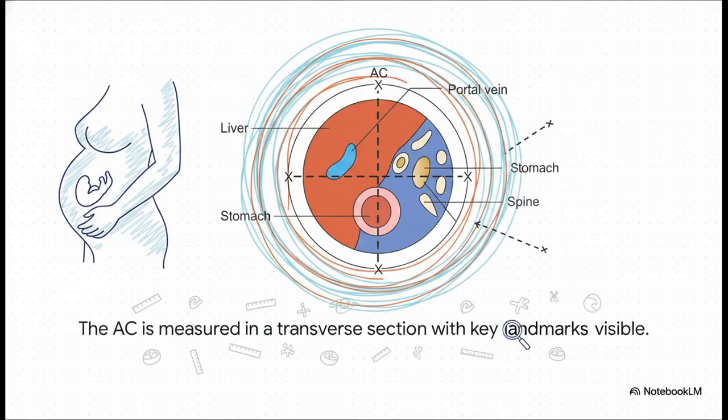And just like with the head, precision is everything here. The AC has to be measured in a very specific plane. We're looking for this nice circular cross-section of the abdomen where we can clearly see three key landmarks: the portal vein, the stomach bubble, and the spine. Seeing all three confirms we're at the right level, at the level of the liver, which gives us that accurate assessment of fetal size.